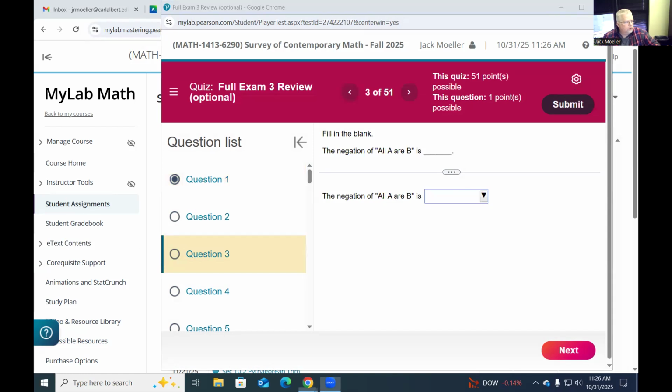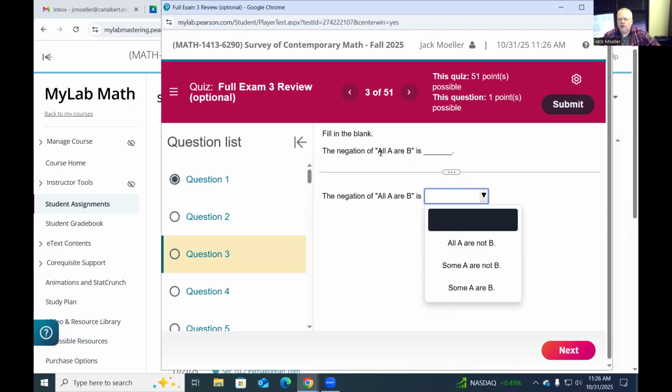All right, sharing the screen. Okay, so here we go. Here is the negation of all A are B. That's the other thing in 3.1: how do you negate something? Remember, negation makes a true statement false and vice versa. To make an all statement change from true to false, the negation of all is some. And so for all A are B, the negation would be some A are not B.